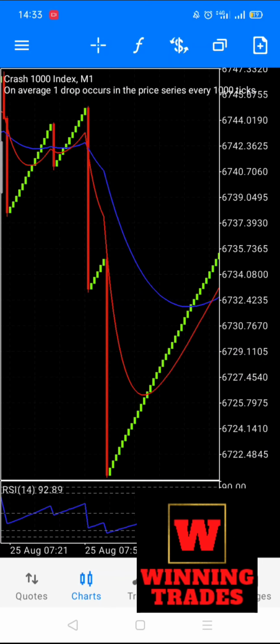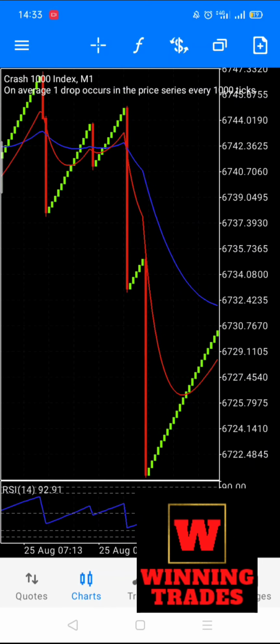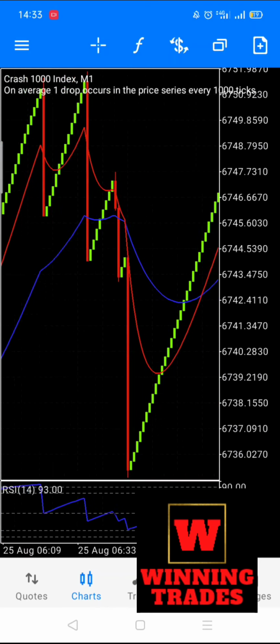Now look at this perfect example. At this point, this spike here caused the 13 EMA to cross below the 50 EMA. When price came back to touch the 13 EMA, what do you do? You take your sell and you would have been in profit. Look at this massive profit. Let's go back for one more example.